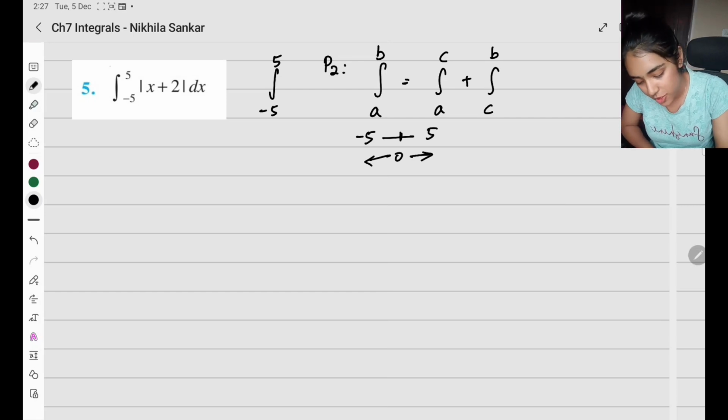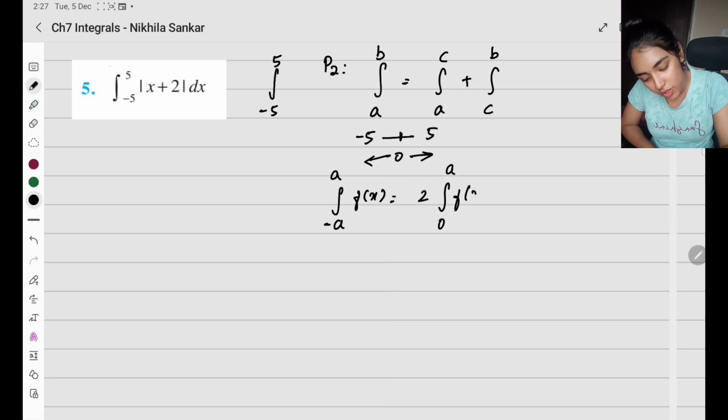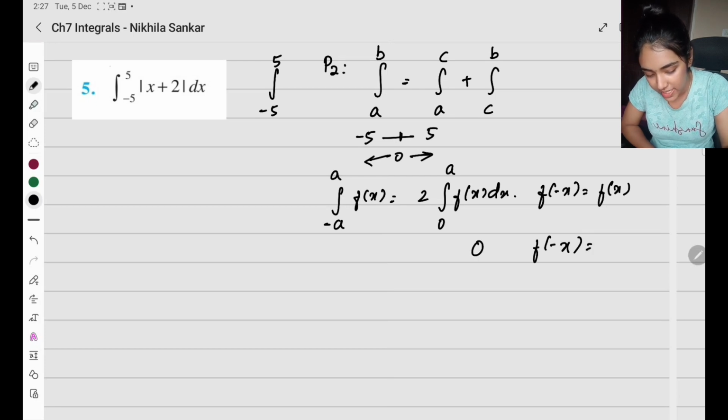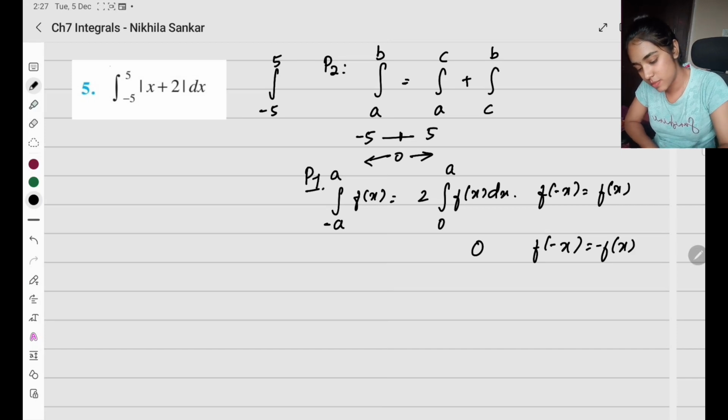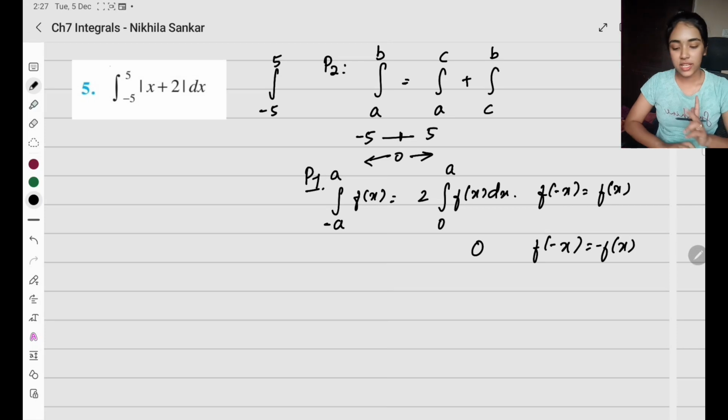What is my other option? If integral minus a to a of f of x is there, I can change this to 0 to a 2 times f of x dx if f of minus x equals f of x, or 0 if f of minus x is going to be minus f of x, that is, even function or odd function. So this is my property number 7. So there are two different options.